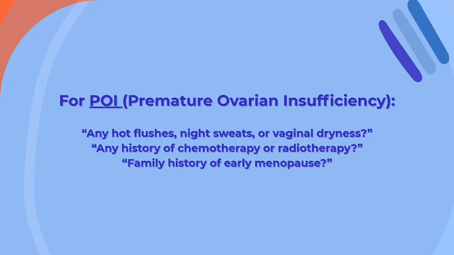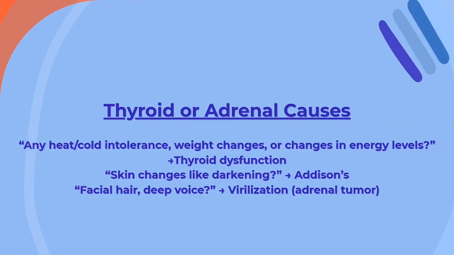Next, very important are thyroid and adrenal causes. For thyroid, ask about weight changes, difficulty in adjusting to extremes of temperature, feeling tired more than usual, sweating or feeling sleepy in the daytime, tremors. Next, ask about any changes in their skin color, maybe any darkening, especially of the palms of the hands. Ask about facial hair and changes in the voice. Hoarseness of voice or voice changes can denote either hypothyroidism or, secondly, virilization because of an adrenal tumor.